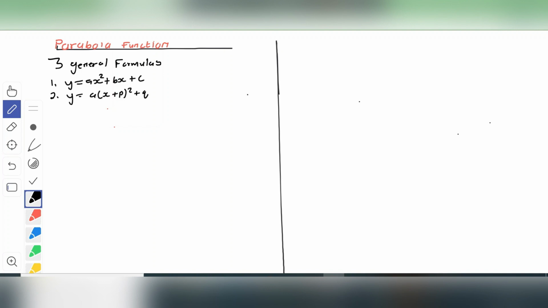Most people use a negative here, and it's not wrong. Most of your teachers will be using a negative, so you can take this one or the one with a negative sign here, but it's still the same thing. And then lastly, y equals a into x minus m, x minus n. So these are our three general formulas for parabola.